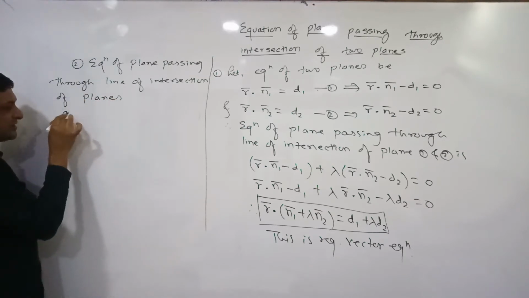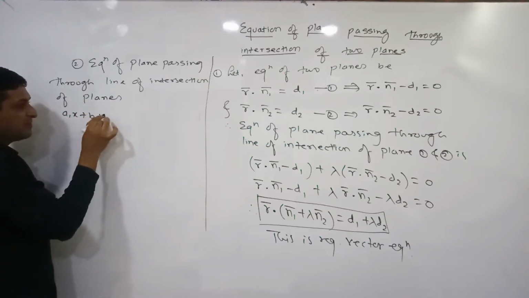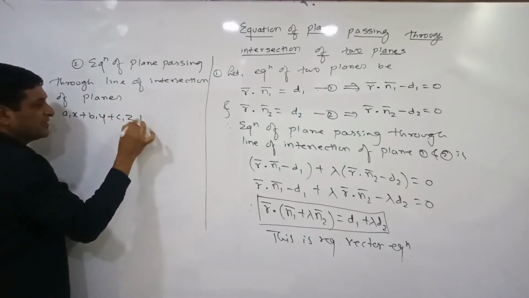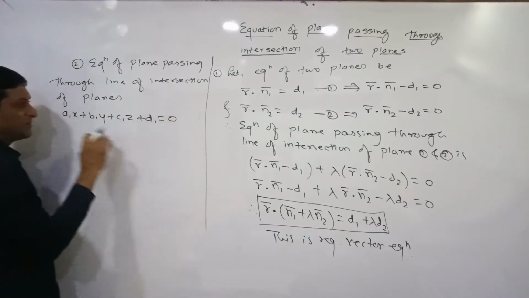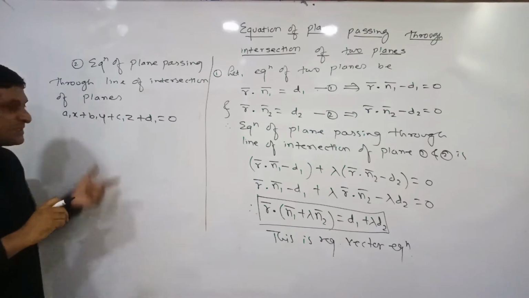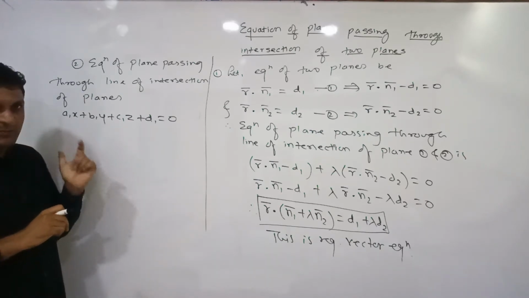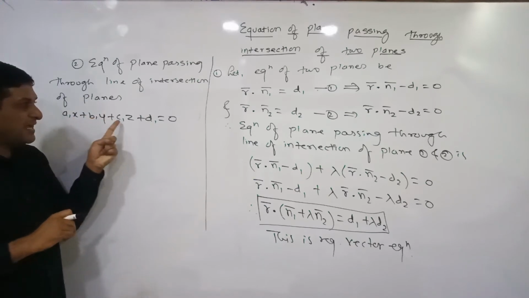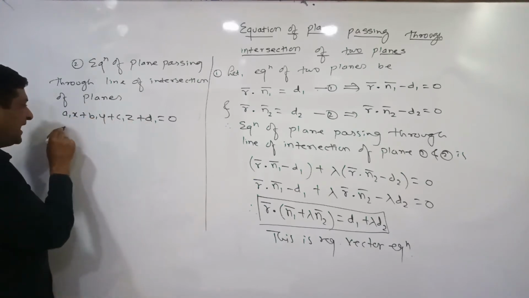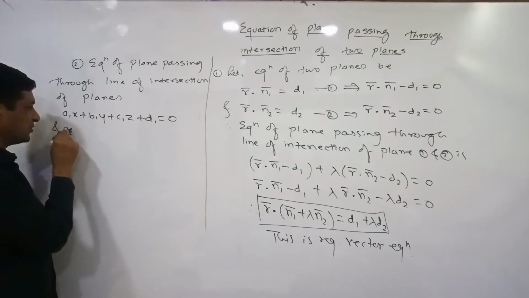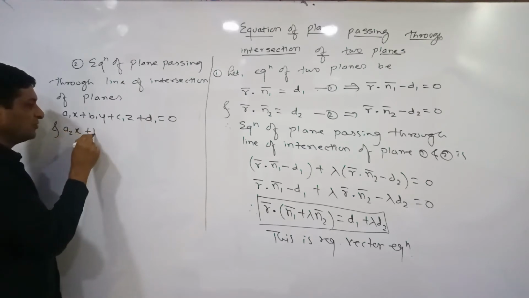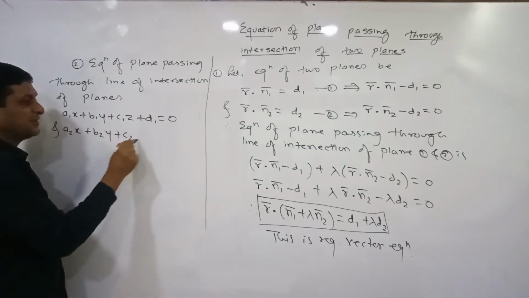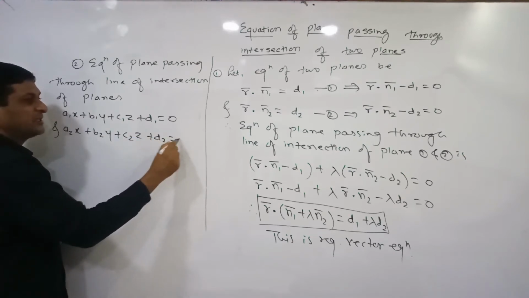Let the first equation be a1x plus b1y plus c1z plus d1 is equal to 0. So already we have seen that this is the equation of a plane in general form. But since two equations are there, that's why here the coefficients are denoted by a1, b1, c1, d1, and in the second equation let us denote the coefficients by a2, b2, c2 and d2 is equal to 0.